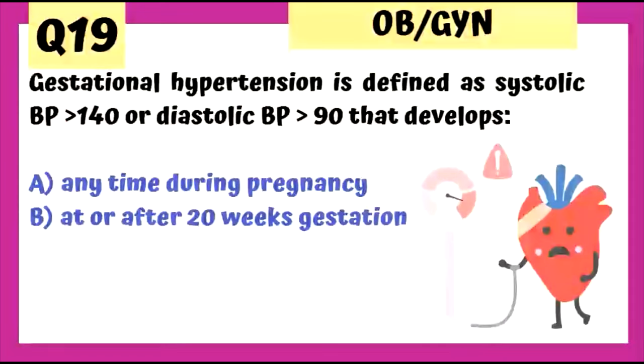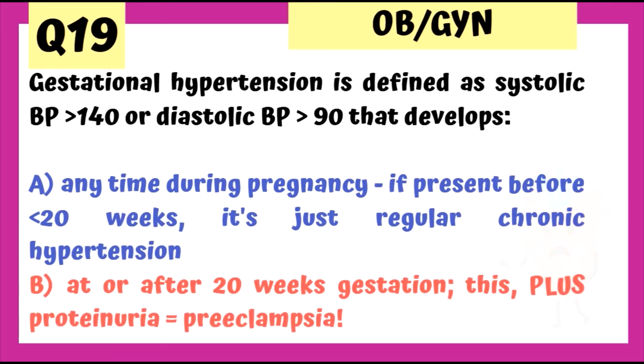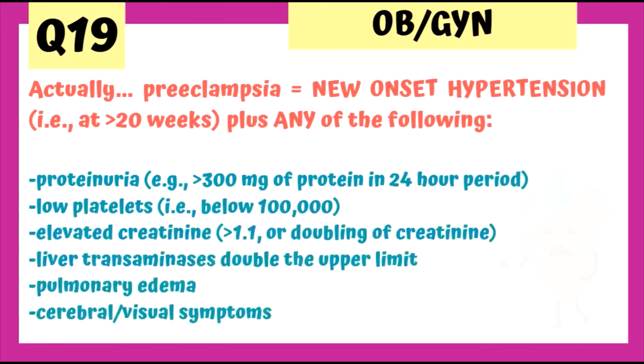Question 19, gestational hypertension is defined as systolic blood pressure above 140 or diastolic blood pressure above 90 that develops at or after 20 weeks gestation. Before that, it's just considered chronic hypertension, but after 20 weeks, it's considered gestational hypertension. And if we have this along with proteinuria, that would be preeclampsia. Actually, if you have gestational hypertension plus any of the following things, it would be considered preeclampsia: proteinuria, low platelets, elevated creatinine, liver transaminases double the upper limit, pulmonary edema, or cerebral or visual changes.